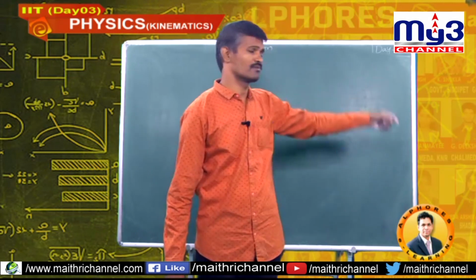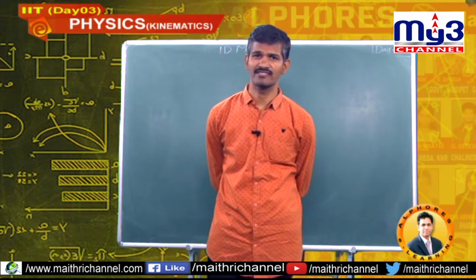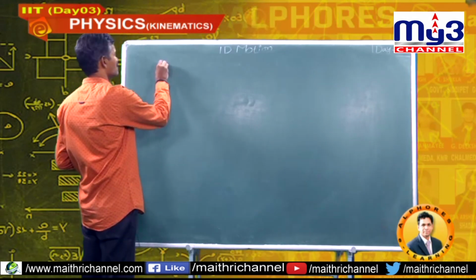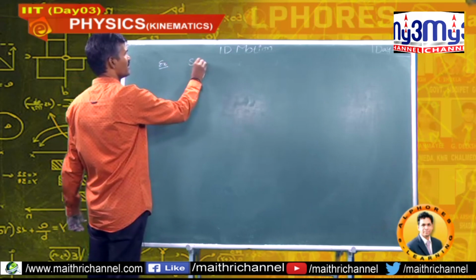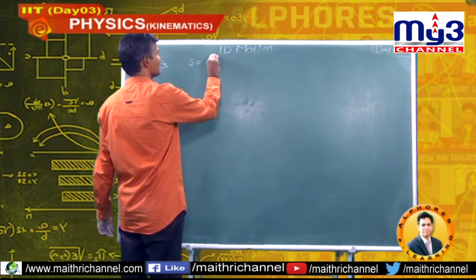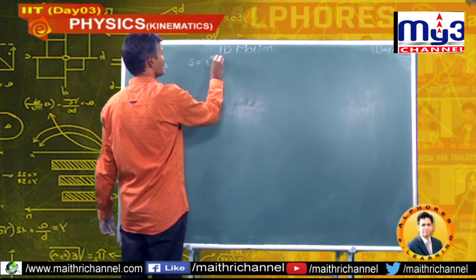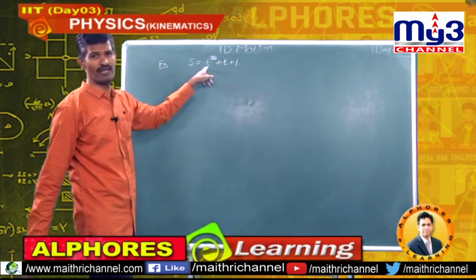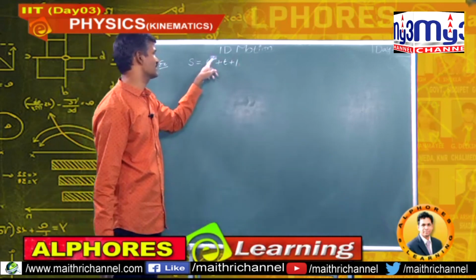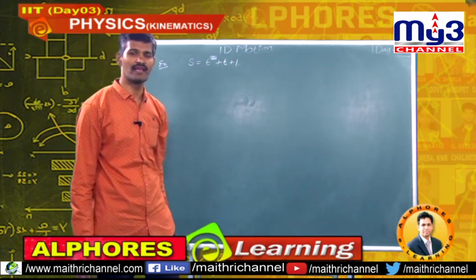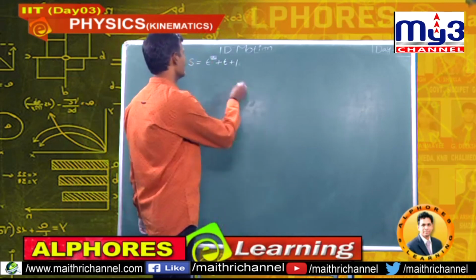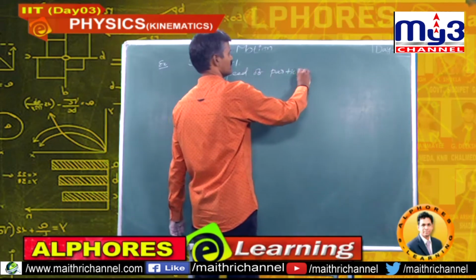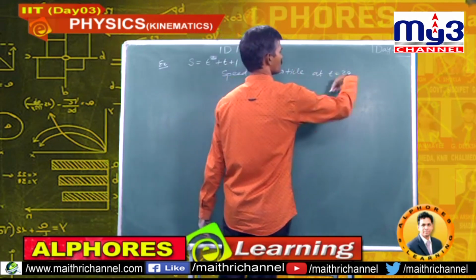So, last time we solved a problem S is equal to t square for calculation of instantaneous speed. Similarly, I will give you one more example: distance travelled by a particle obeys the equation t square plus t plus 1. Take this as example. What is the speed of the particle at t equal to 2 seconds?